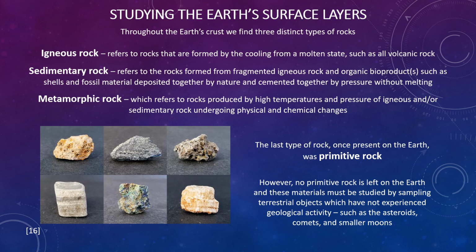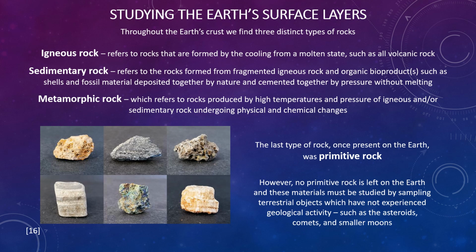When we study Earth's surface and its crust, we find three types of rocks. We have the igneous rocks, which were formed from minerals cooling from a molten state. This is our volcanic rocks. We also have sedimentary rocks, which form from fragmented bits of igneous rock and organic byproducts like shells and fossil materials. And these are deposited together by nature and cemented together over time by pressure. There is no melting involved in sedimentary rock.